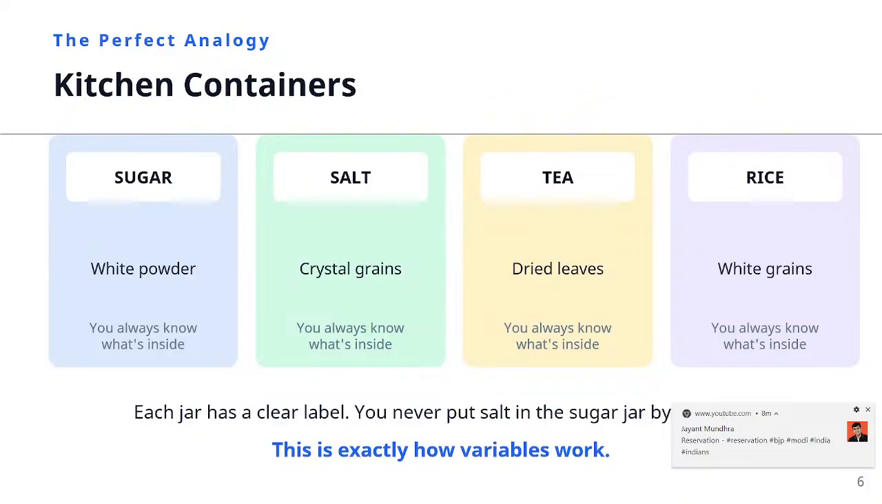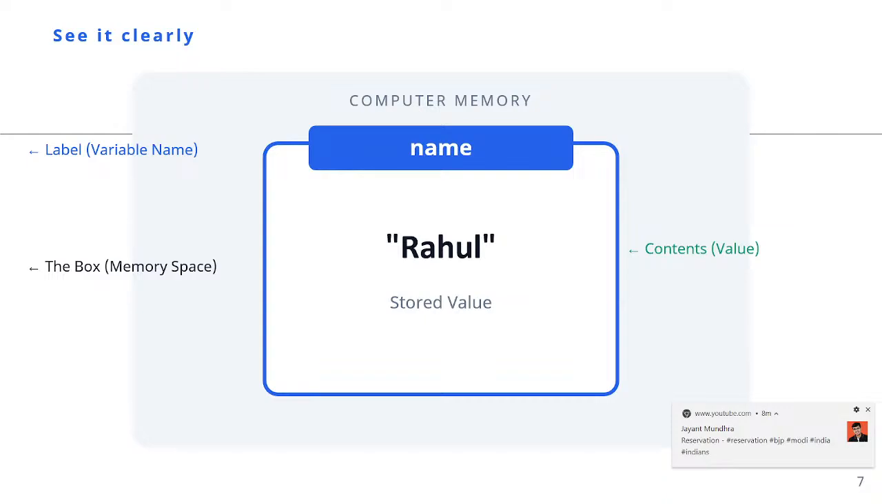The only container contains change. This kitchen example is a perfect real life analogy for how variables work in programming. So next slide we will see.